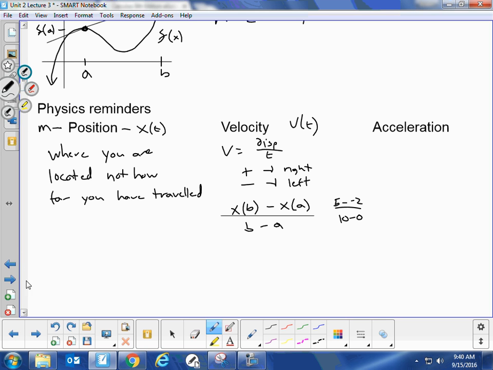So not only can we find displacement, but we can use displacement to find velocity. Well, what is this? This is just the slope of position. So it turns out the average rate of change of position, which we know is the slope of your position, is going to give you your average velocity.